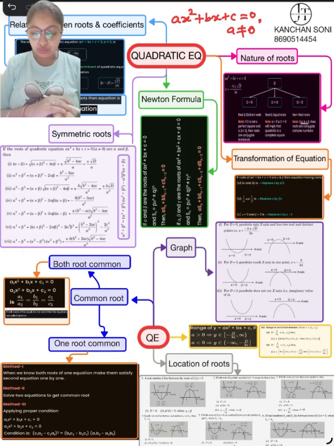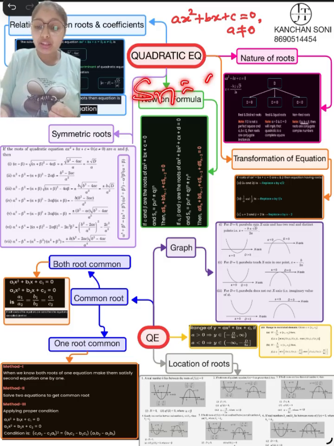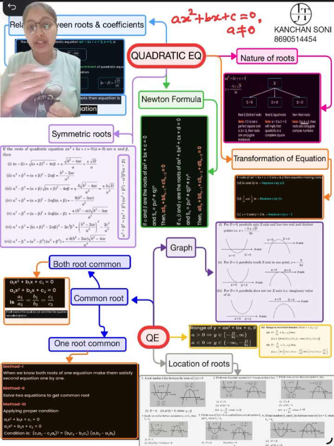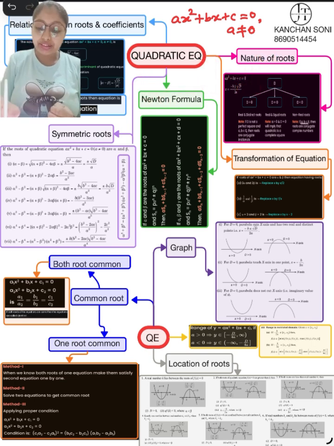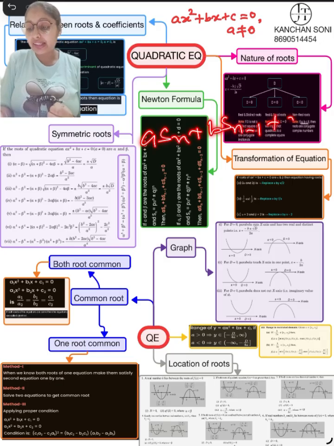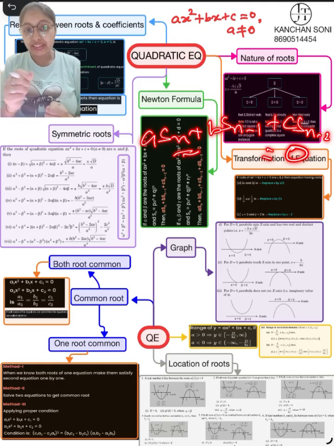Okay, after symmetrical roots, it comes Newton's formula. And Newton's formula is a very important topic from a JEE point of view nowadays. Okay, so in Newton's formula, what did we study? Newton's formula means, if I say that Sn is equal to alpha to the power n plus beta to the power n, where alpha and beta are the roots of the equation, then we can write A Sn plus B Sn minus 1 plus C Sn minus 2 equal to 0, and we consider the greatest n.